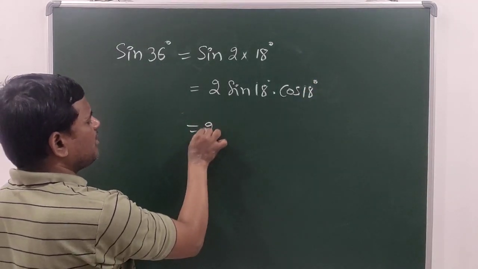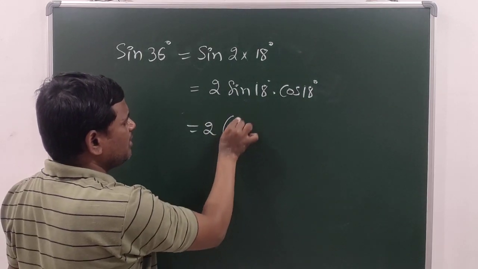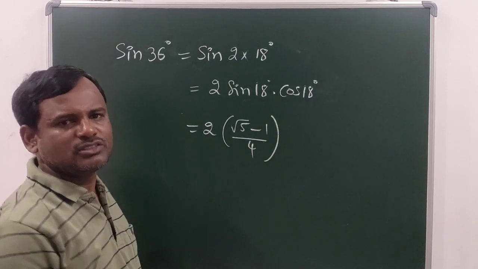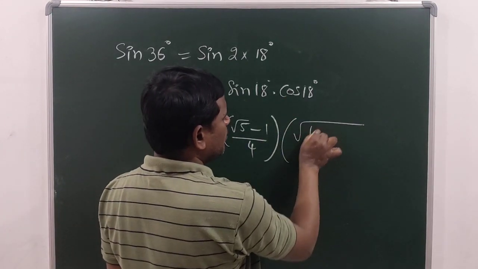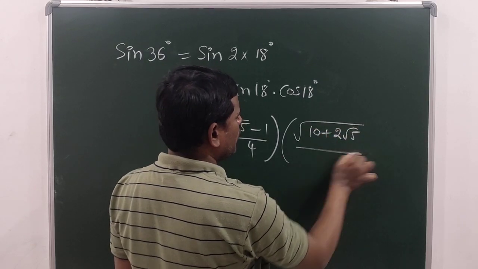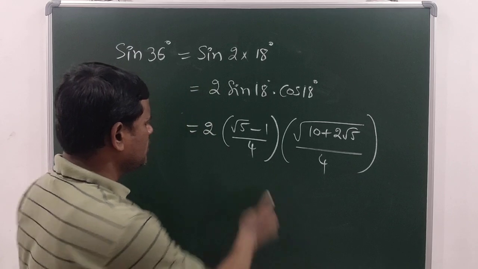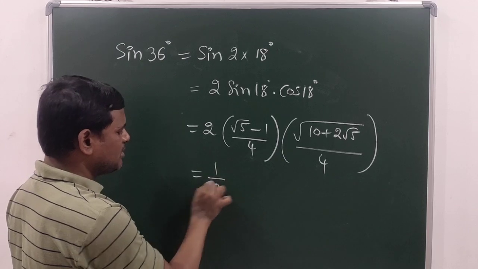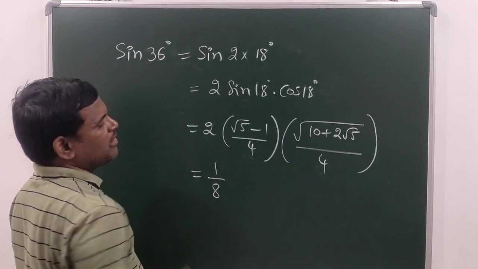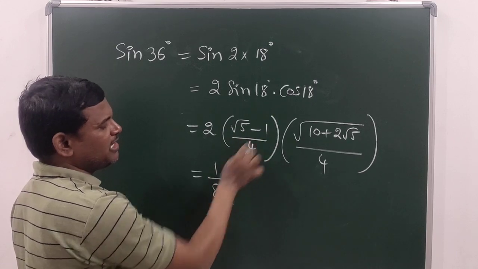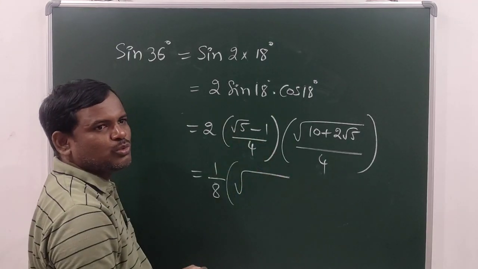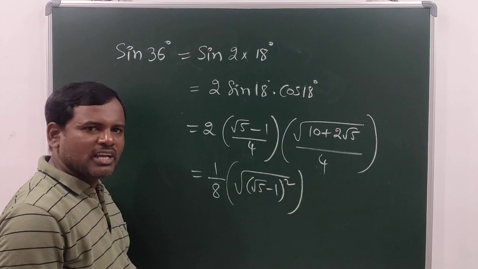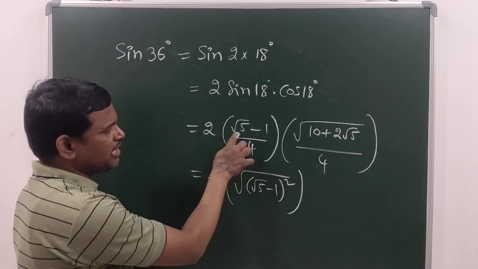Right. Hereafter, we already prepared sine 18 degrees. How much have we got? Square root of 5 minus 1 by 4. And cos 18 also we prepared. How much have we got? Square root of 10 plus 2 root 5 by 4. Now this 4 into 4, 16. 2 by 16 is equal to 1 by 8. Keep it aside. Okay. Right. Now in the next step, here root 5 minus 1 is there, but I would like to write this root 5 minus 1 as root 5 minus 1 whole square. Can we write? Yes, because the square and square root cancel. Again you will get this back.